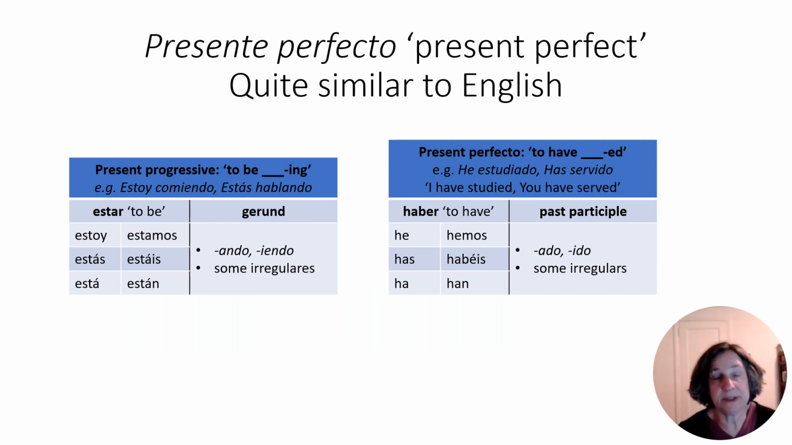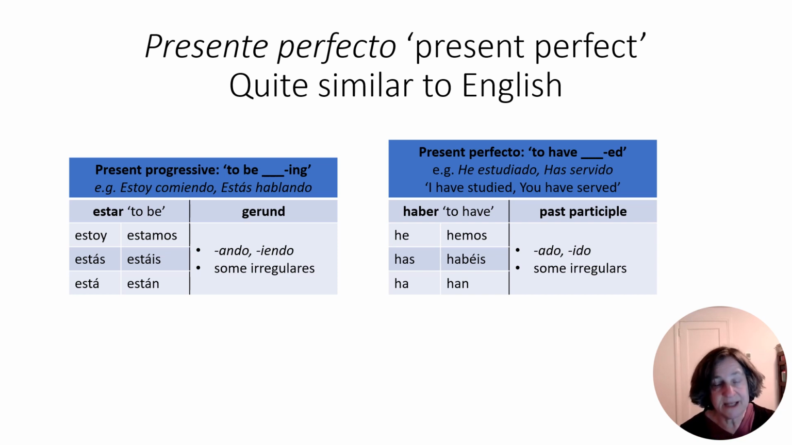As I said, the presente perfecto is pretty similar in Spanish and in English. In this regard, it reminds me a lot of the presente progresivo, the present progressive, which you learned in 1002. The present progressive was like estoy comiendo, estás hablando, and this was a two-part thing. You have the verb to be, which here was estar, and then you have the gerund, which ends in ing in English and ando or yendo in Spanish. But it's the same idea. Estoy comiendo, I am eating. Estás hablando, you are speaking.